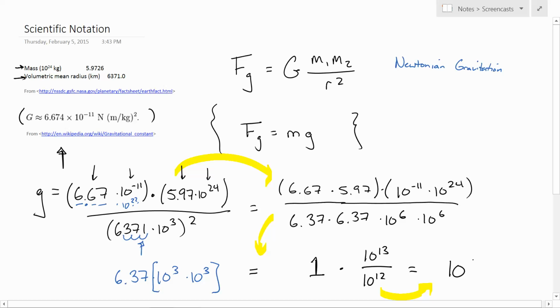So it means that g is approximately 10 meters per second squared. This is really an approximation because these are not all 6. So that's one nice example.